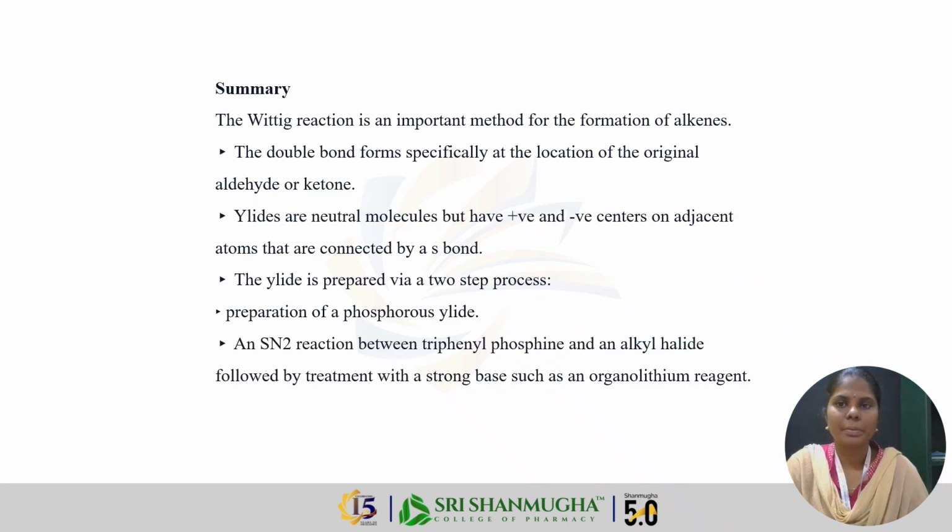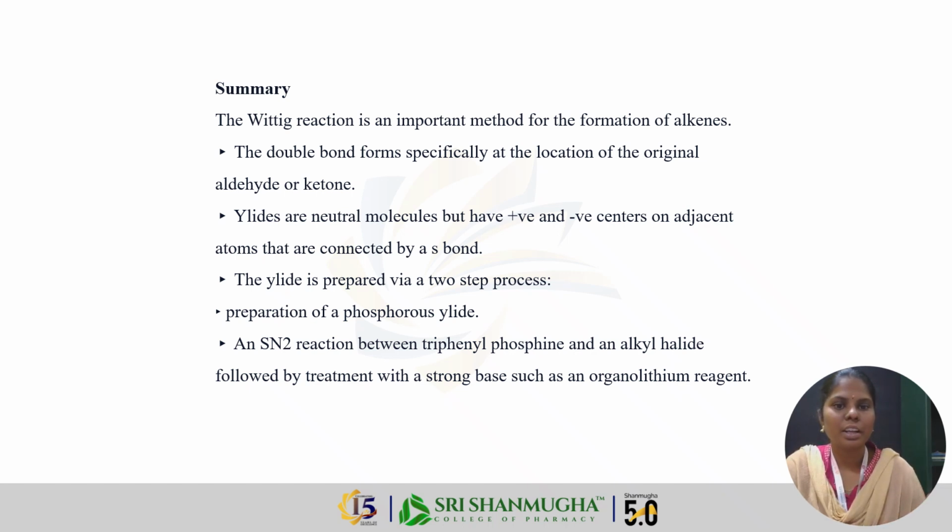Now let us summarize the Wittig reaction. The Wittig reaction is an important method for the formation of alkenes. The double bond forms exactly at the position of the original aldehyde or ketone group. Ylides are neutral molecules, but they contain both positive and negative charges on adjacent atoms connected by a sigma bond.